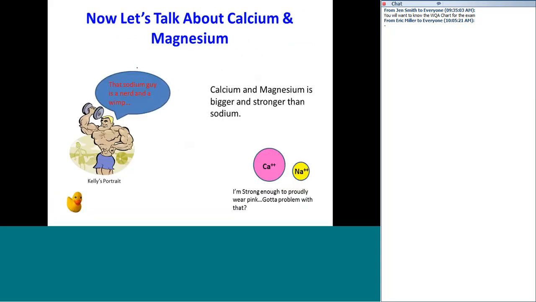Okay. So now calcium and magnesium also carry a positive charge, but they are bigger and stronger than sodium.